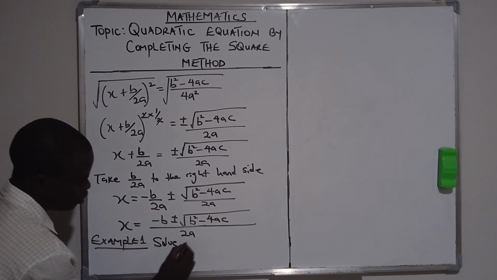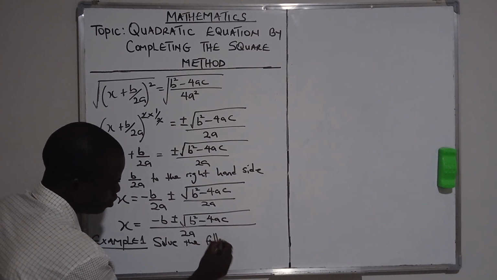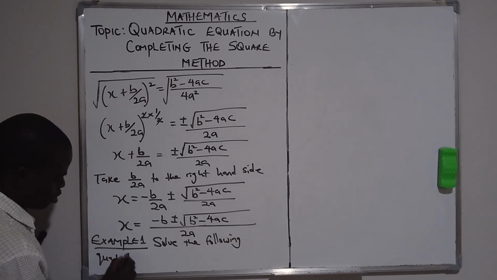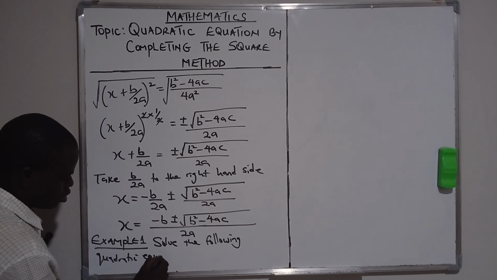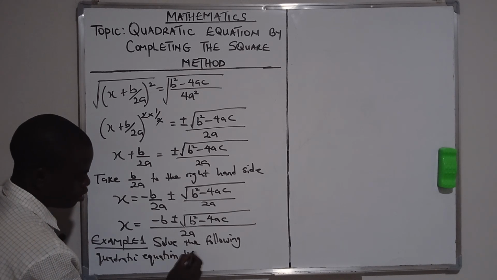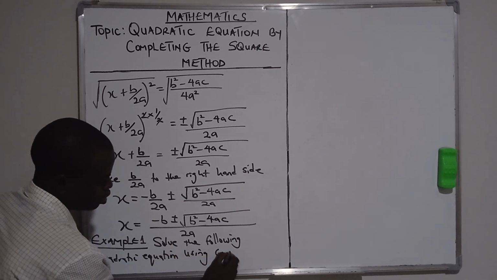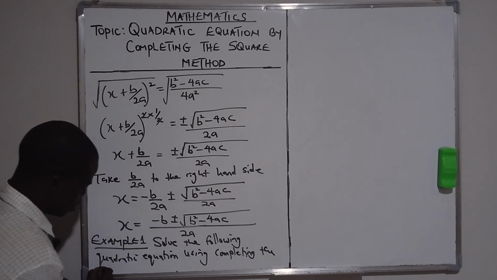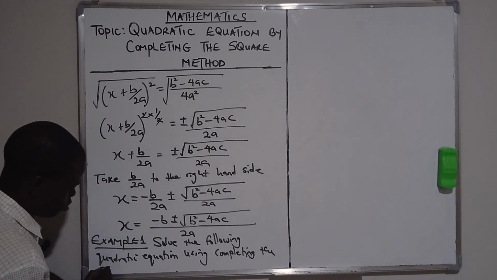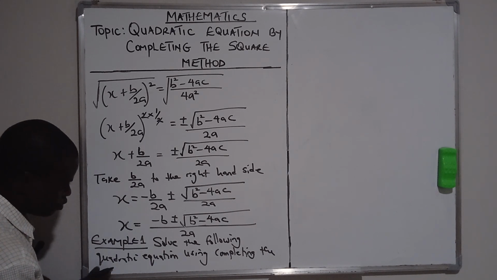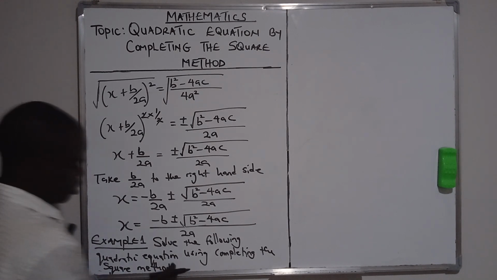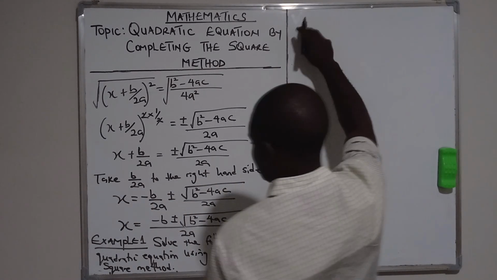Solve the following quadratic equation using the completing the square method. Completing the square method. What is the equation? Let's see.